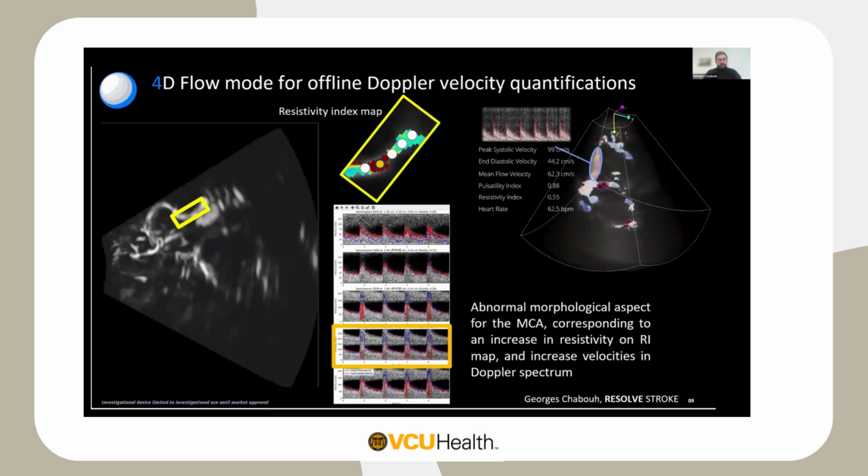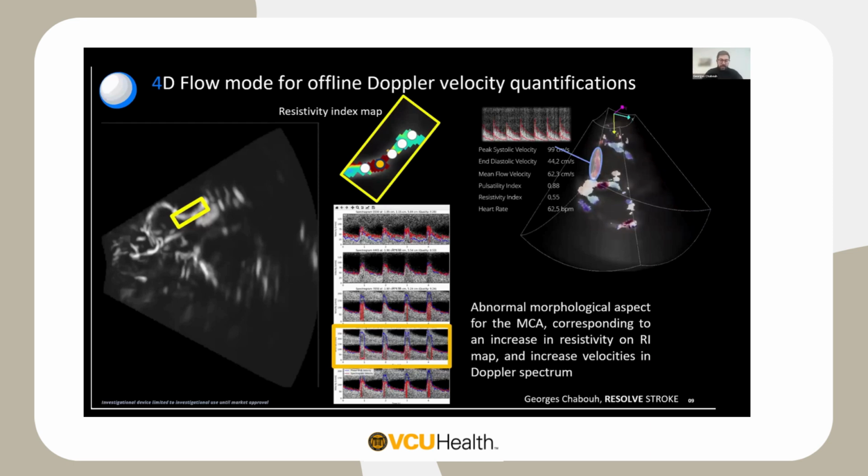The second mode I'm going to show you is the 4D flow, which is offline Doppler velocity quantification. As you may know, today transcranial Doppler is done during the acquisition. So the physician, the sonographer, has to do the acquisition, and then during the exam get the quantification. What's different here is basically you inject the microbubbles, acquire the data, and then at the post-processing, you can get the whole field of view in 3D, and you can actually check at each point of your vessel what your Doppler spectrum or velocity is.